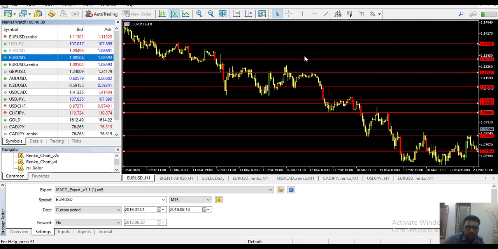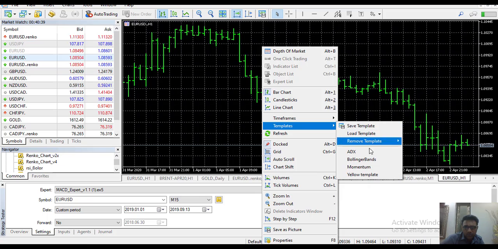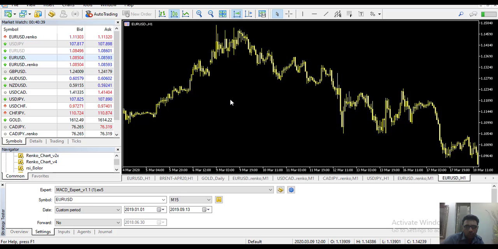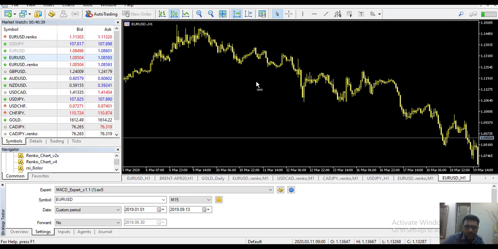Chart window. Move on to yellow template, and then we were here around March, this area. Okay. Now there can be a second criteria as well. We can use Fibonacci for our taking profit.